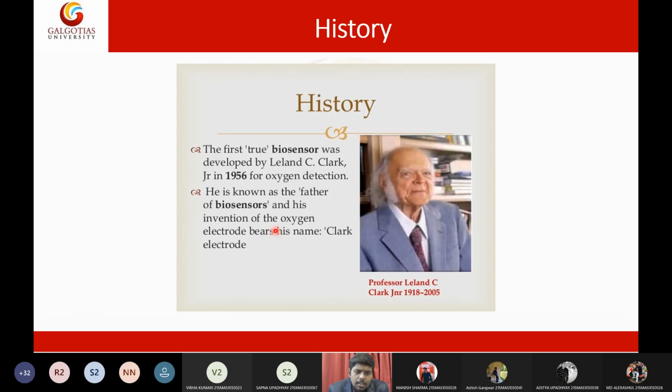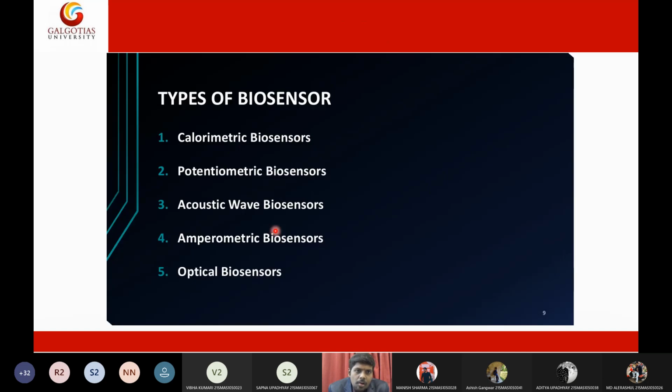Leland C. Clark discovered this in 1956, more than 60, 70 years ago. There are many types of biosensors. We have colorimetric biosensors, potentiometric biosensors, acoustic wave biosensors, amperometric biosensors, and optical biosensors.